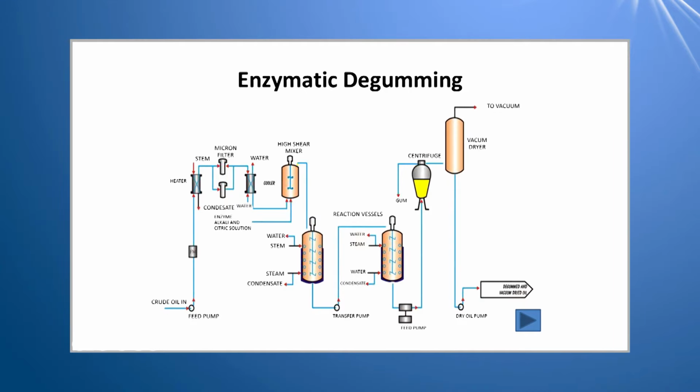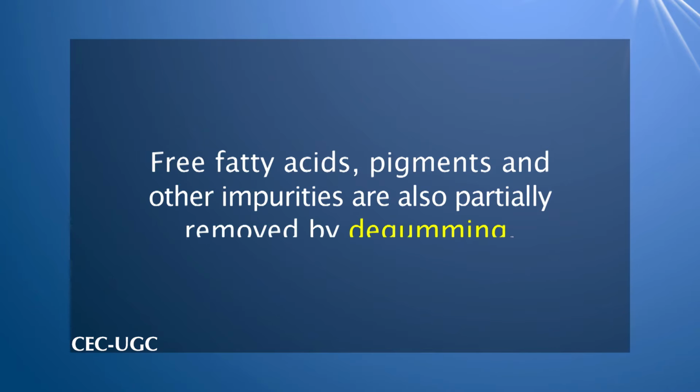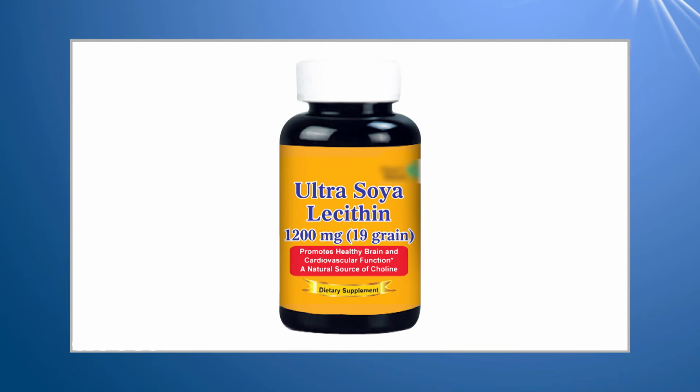Degumming is a process of removing these components from crude soybean oil to improve its physical stability and facilitate further refining. Phospholipids can lead to dark-colored oils and they can also serve as precursors of off-flavor compounds. Free fatty acids, pigments, and other impurities are also partially removed by degumming. Soybean oil can also be neutralized directly without degumming if gum or lecithin recovery is not desired.